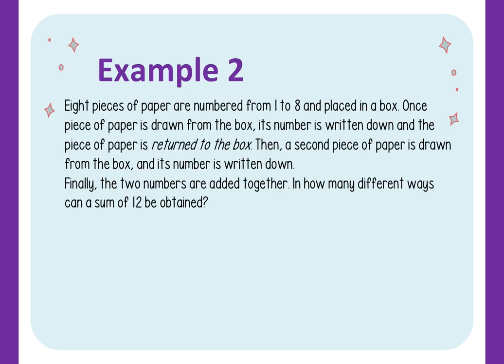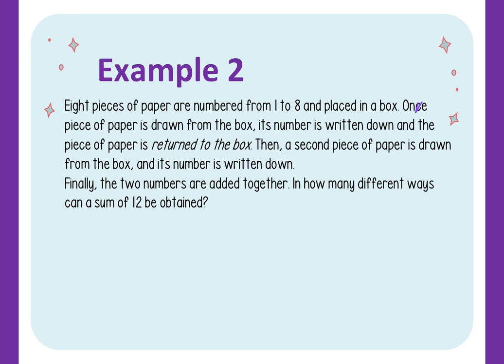So example 2 says 8 pieces of paper are numbered from 1 to 8 and placed in a box. Once one piece of paper is drawn from the box, its number is written down and the piece of paper is returned to the box. Then a second piece of paper is drawn from the box and its number is written down. Finally, the 2 numbers are added together. In how many different ways can the sum of 12 be obtained?